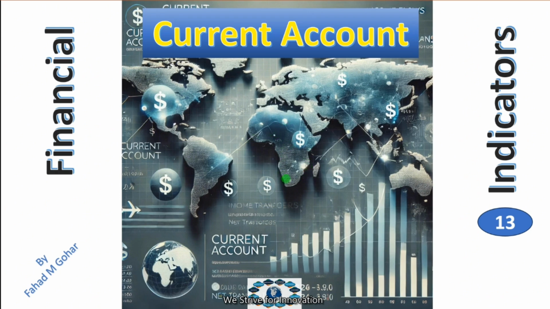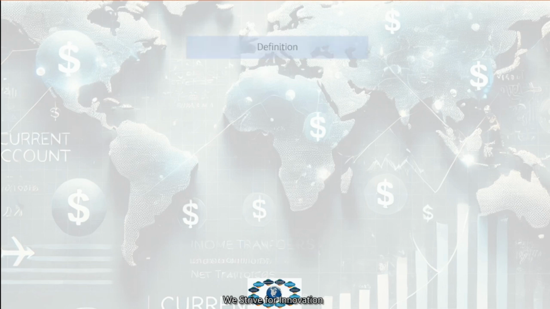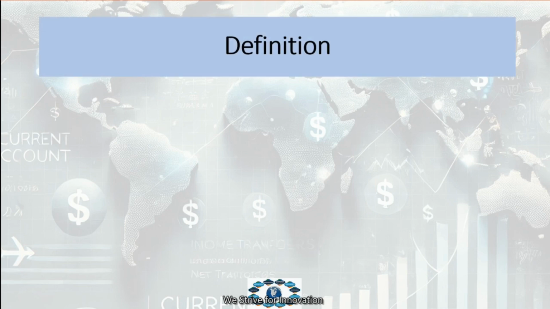Governments usually monitor the current account closely. Why? In order to adjust macroeconomic policy, because a persistent deficit can indicate the need for adjustment in fiscal policy, such as altering interest rates or enacting trade policy to address imbalance. So now let's see what exactly the definition of the current account is.